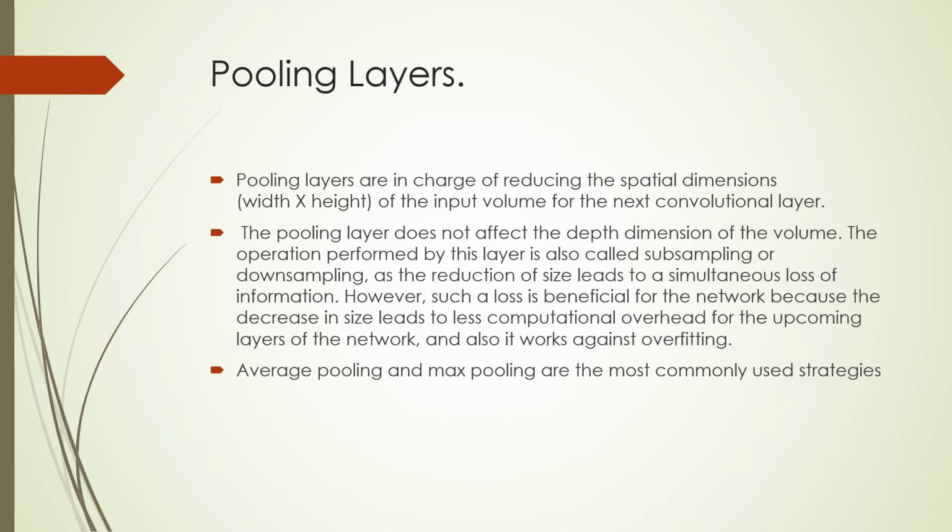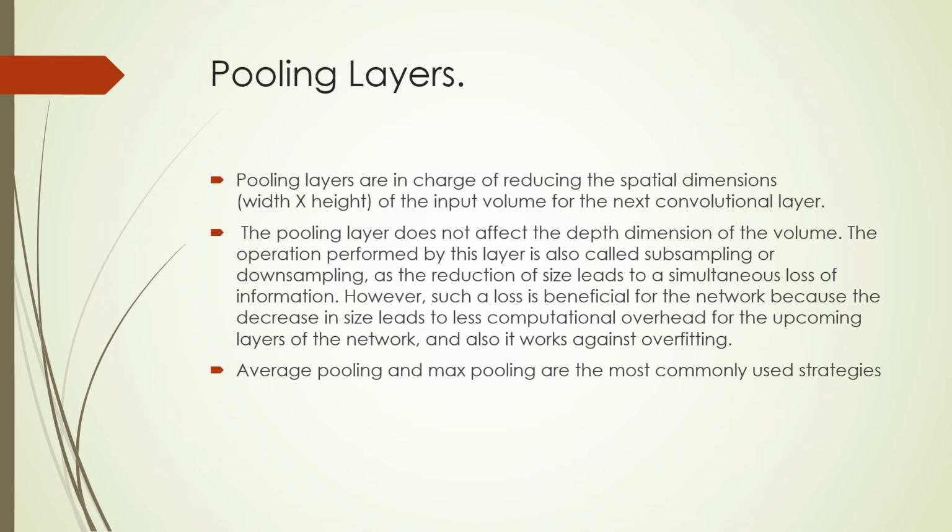The pooling layer does not affect the depth dimension of the volume. The operation performed by this layer is also called subsampling or downsampling, as the reduction of the size leads to a simultaneous loss of information. However, such a loss is beneficial for the network because the decrease in size reduces the computational overhead of the upcoming layers of the network, and it also works against overfitting.